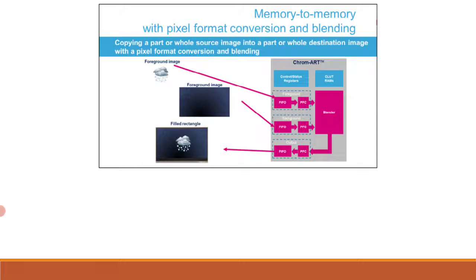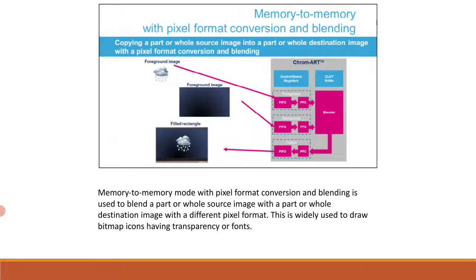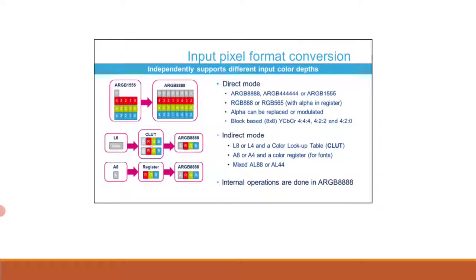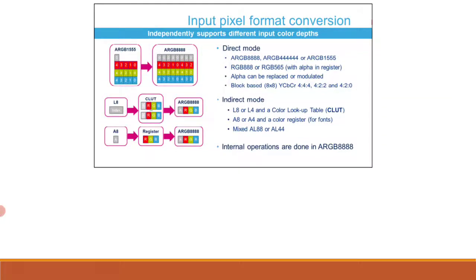Input pixel format conversion for each foreground and background layer: the format can be programmed independently. Direct mode fetches the RGB or ARGB content directly from the memory. Indirect mode uses an intermediate color lookup table to determine the color to be used during the copy or blending operation.